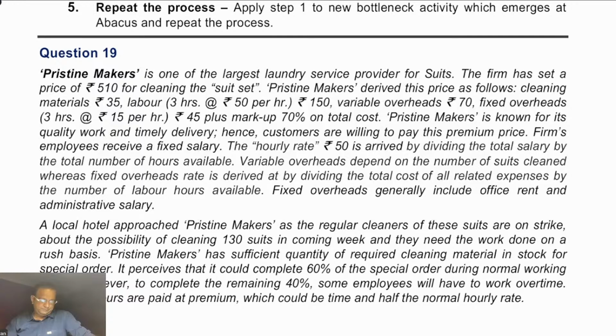How this has been derived? Cleaning material consists of rupee 35, that is the raw material. 3 hours of labor are required at the rate rupee 50 per hour. 50 rupees is related with labor. Variable overhead is rupee 70. Fixed overhead is being recovered based on labor hour and the recovery rate is 15 rupees per hour for rupee 45 plus markup of 70% on total cost. Thus the total will be 510.